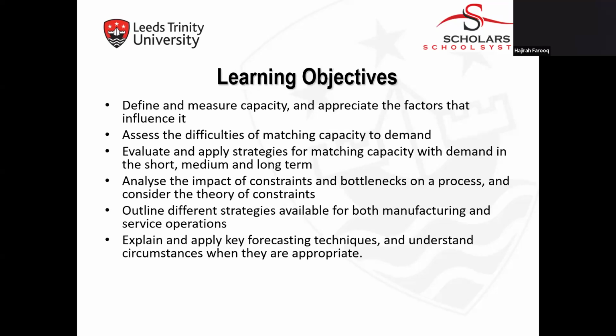management function. The learning objectives of this chapter are to define and measure capacity and appreciate the factors that influence it, to assess the difficulties of matching capacity to demand, to evaluate and apply strategies for matching capacity with demand in the short, medium, and long term, to analyze the impact of constraints and bottlenecks on a process and consider the theory of constraints, outline different strategies available for both manufacturing and service operations, and lastly, to explain and apply key forecasting techniques and understand the circumstances when they are appropriate.